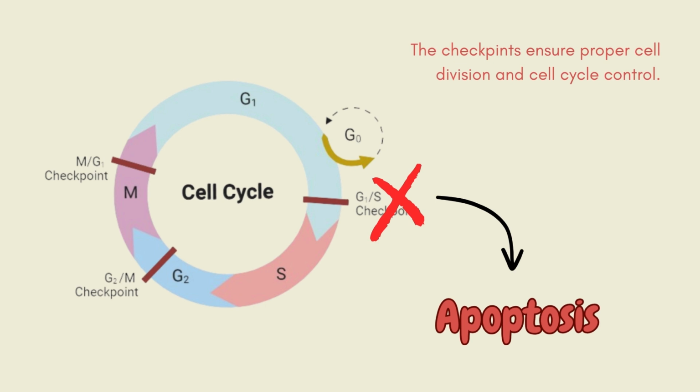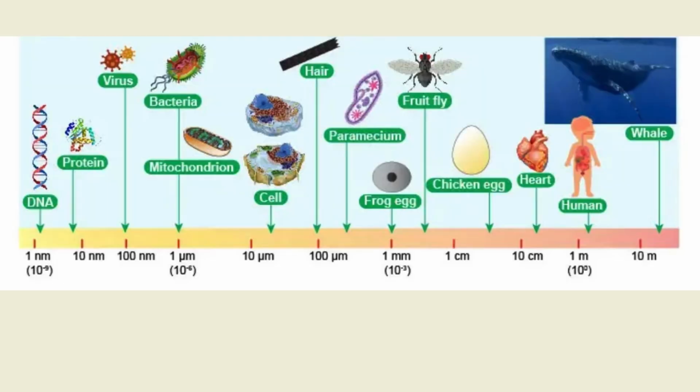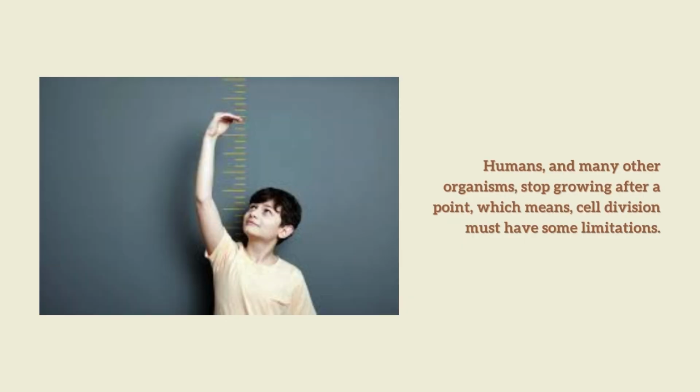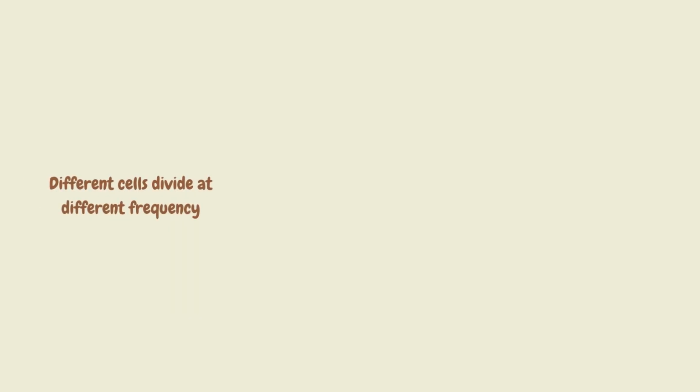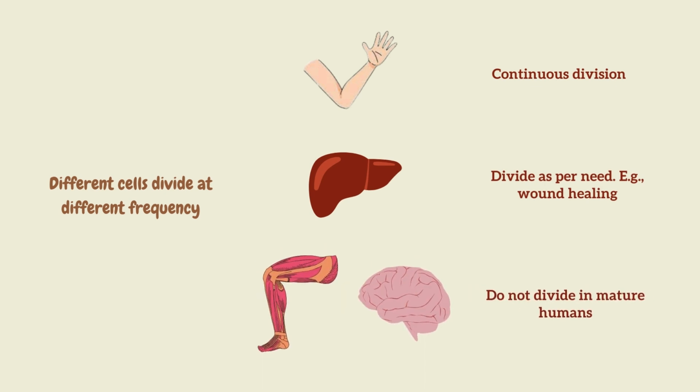But another valid question about cell division is, do cells really divide all the time? Honestly, no. Growth in most organisms is finite. We do not see humans growing to an indefinite size, indicating that cell division must have limitations. The frequency of cell division varies with the type of cell. For example, human skin cells divide frequently throughout life. In contrast, liver cells maintain the ability to divide but keep it in reserve until an appropriate need arises, say to repair a wound. Some of the most specialized cells, such as fully formed nerve cells and muscle cells, do not divide at all in a mature human.